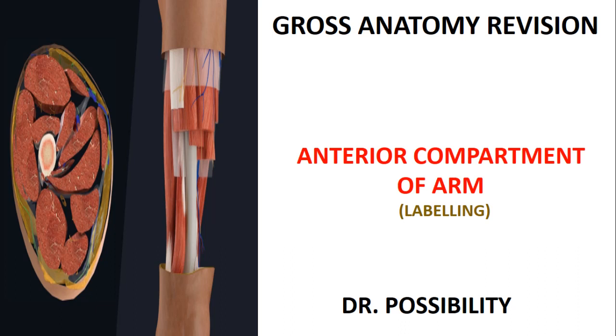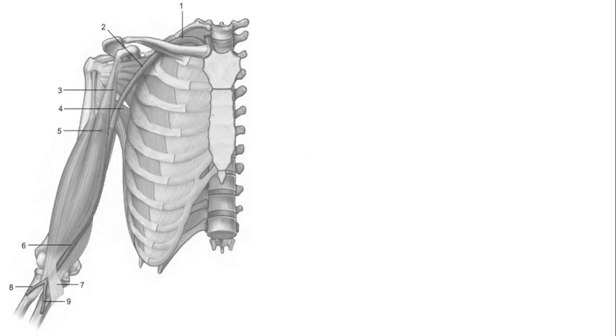In this tutorial, I'm just going to help you on how to identify different parts of the anterior compartment of the arm. Let's quickly look at different diagrams. So we have been given this diagram and we have been asked to label the parts which have been marked with numbers. So let's quickly look at the answers.